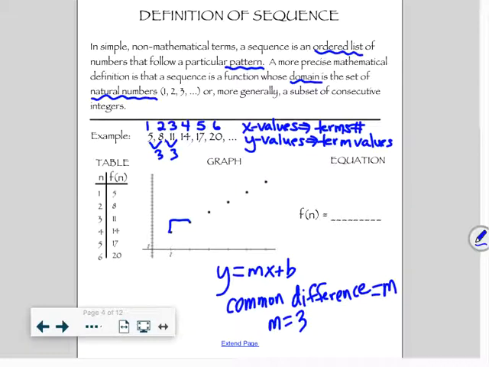Even though I don't have b, can I figure out what it is if I follow the pattern backwards? Yeah. What would the b value be? 2. So guess what we're going to do? So y equals mx plus b would be 3x plus 2. But we're going to use this notation. F of n, so instead of an x, I'm going to write 3n plus 2.